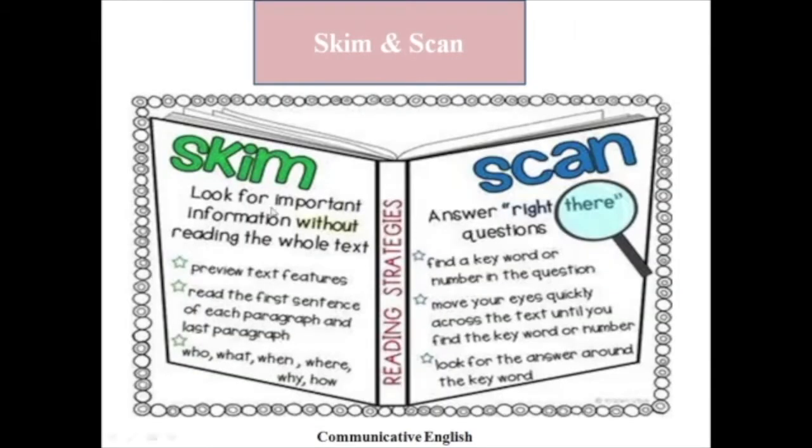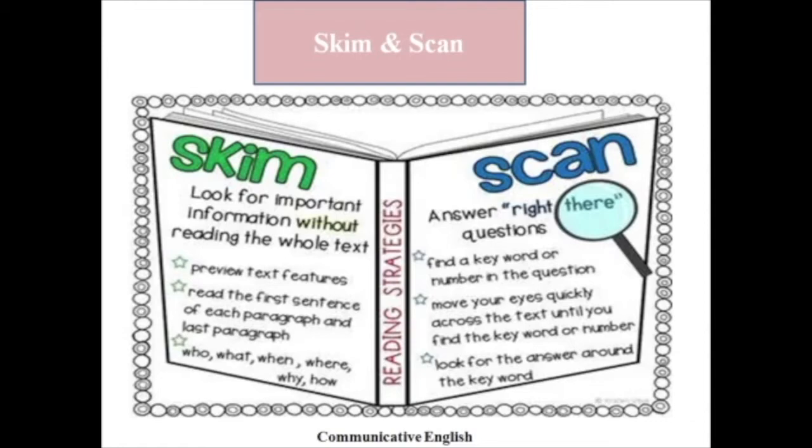To tell you in short, skimming is to look for important information without reading the whole text. Okay, now how will you get the important information without reading the whole text? What you do is just preview the text features. You can just read the first paragraph, the first line of each paragraph. Read the first sentence of each paragraph and the last paragraph.